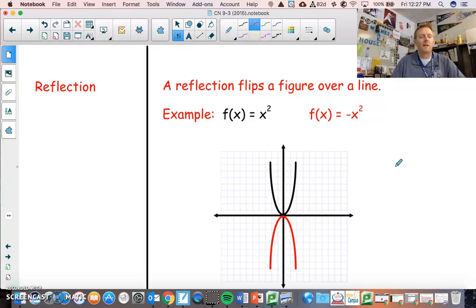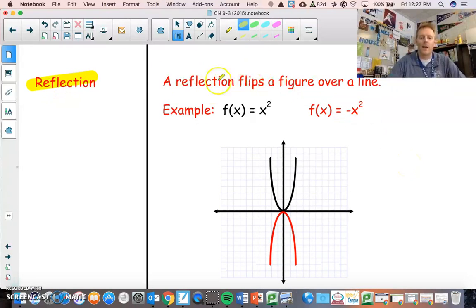We also have reflections. A reflection is what we already talked about in 9.1, where you just flip it over a line. So if the A is positive, it just opens upward. If the A is negative, it opens downward. And we've already talked about that stuff, so this one's not a new one for us.